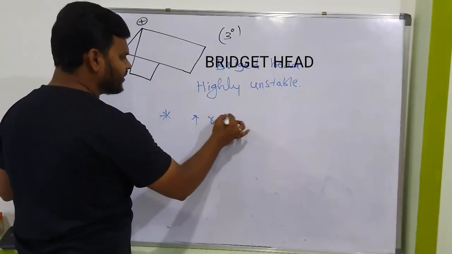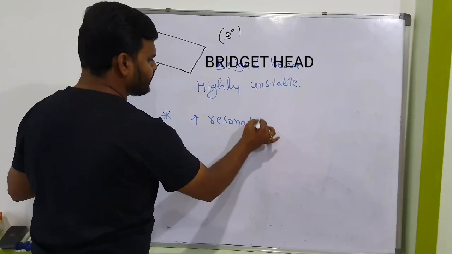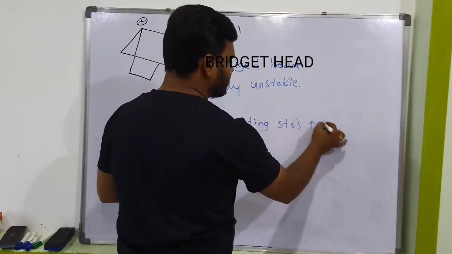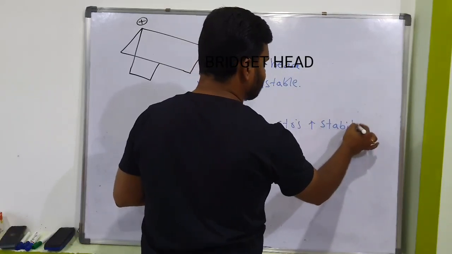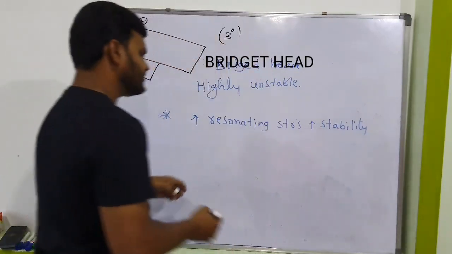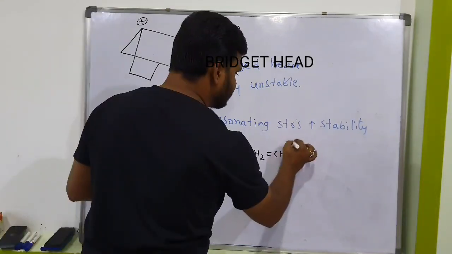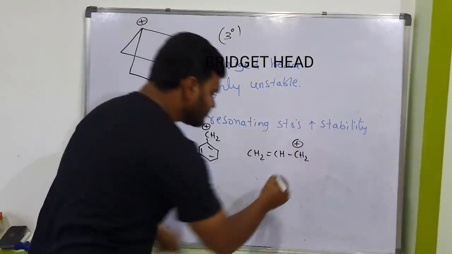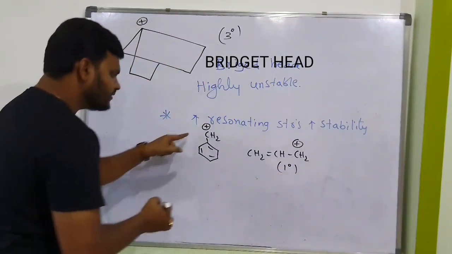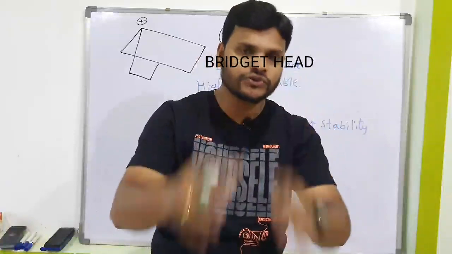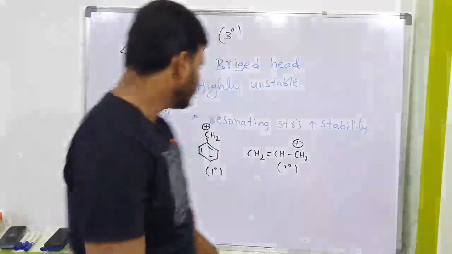Increase the resonating structures, increase the stability. This is also important. Sometimes they are going to ask like this. Try to understand the logic. This is also an example of a primary carbocation. This is also an example of a primary carbocation. But out of the two, which is more stable? So how to decide? By using this line.